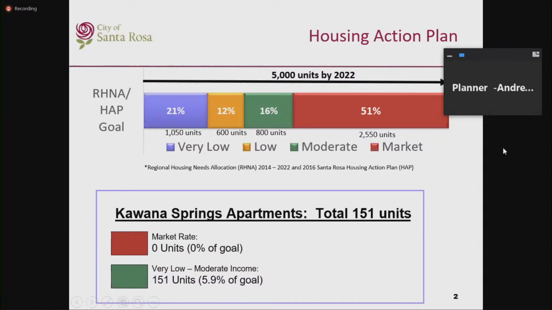As reflected in the data shown on the screen, the project proposes 151 units, all income qualified affordable housing units, which would contribute 5.9% towards the city's goal for income qualified housing. Next slide, please.